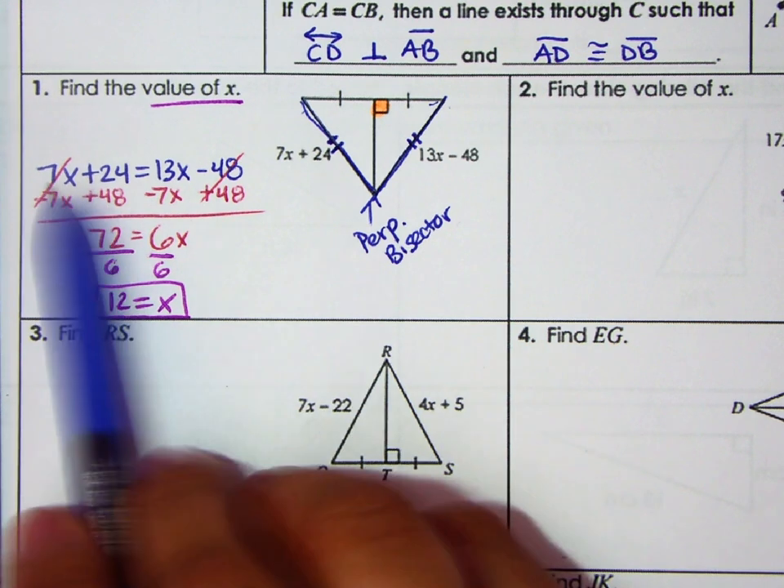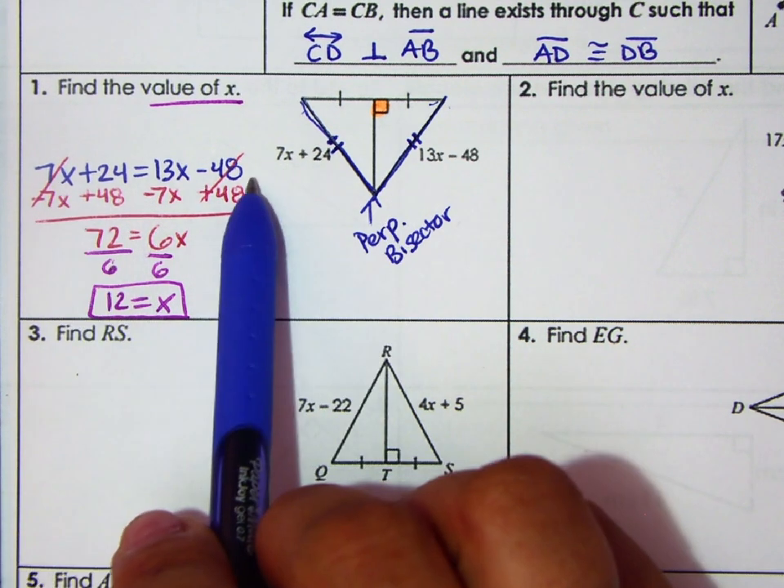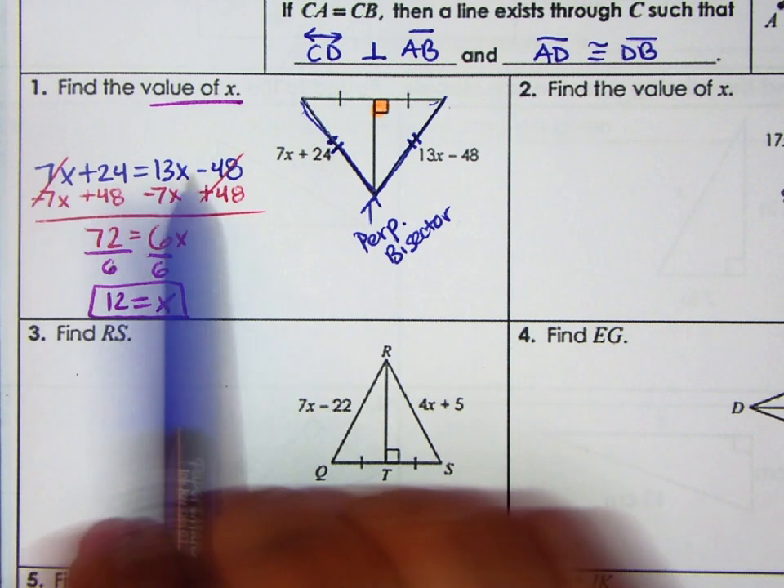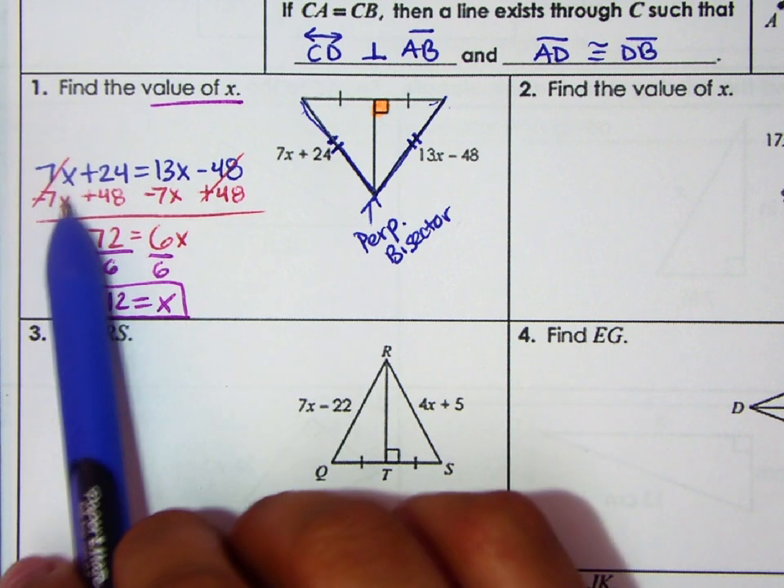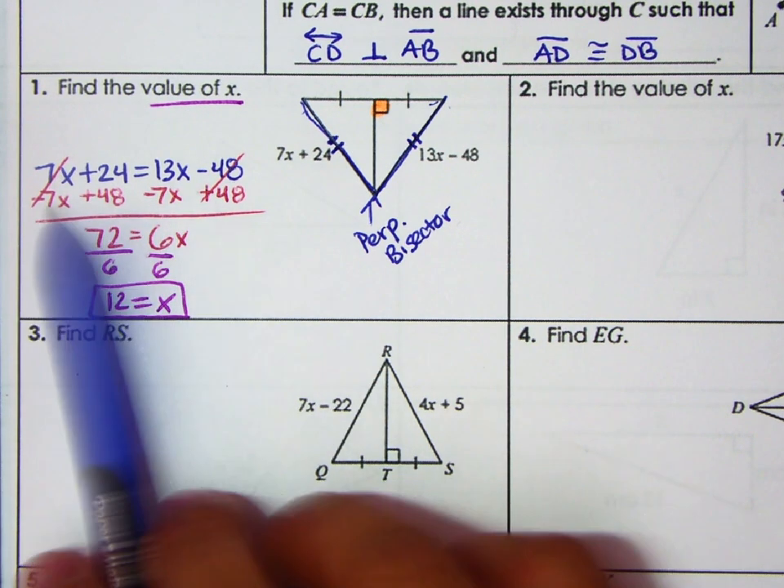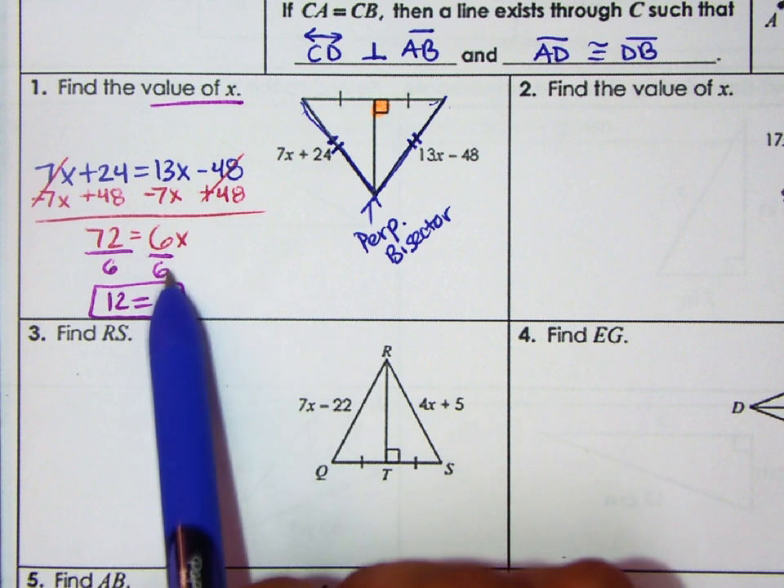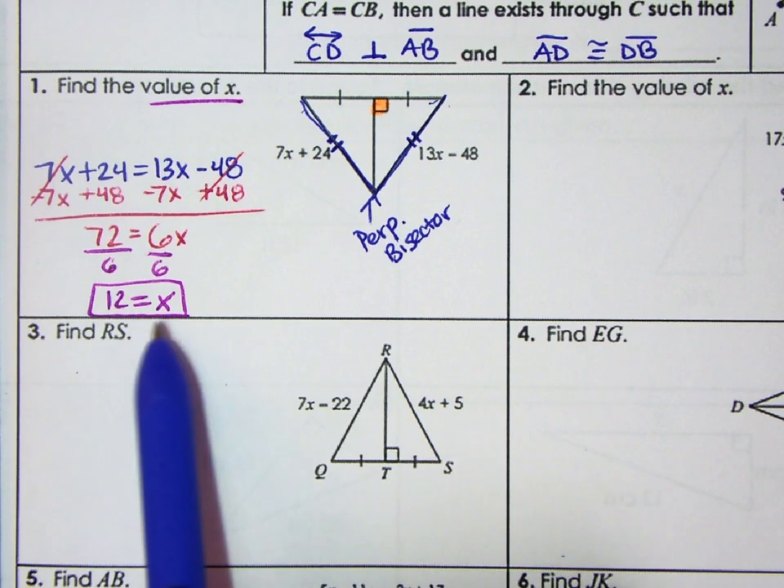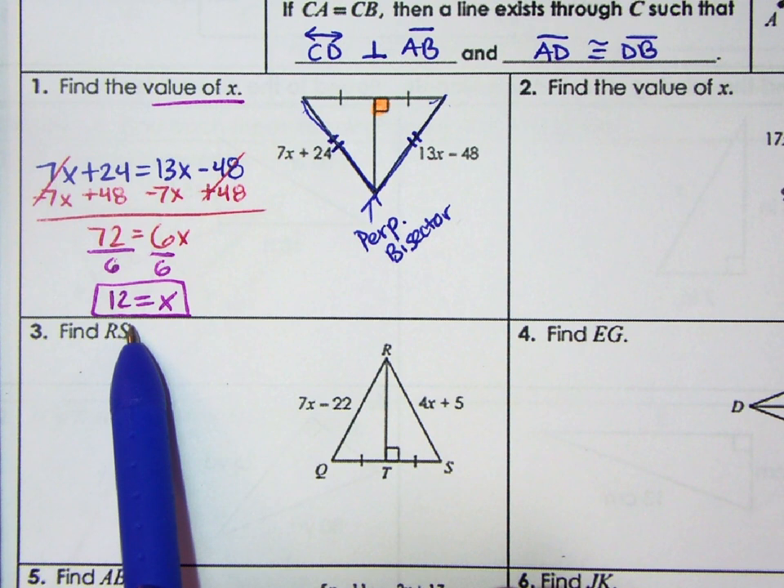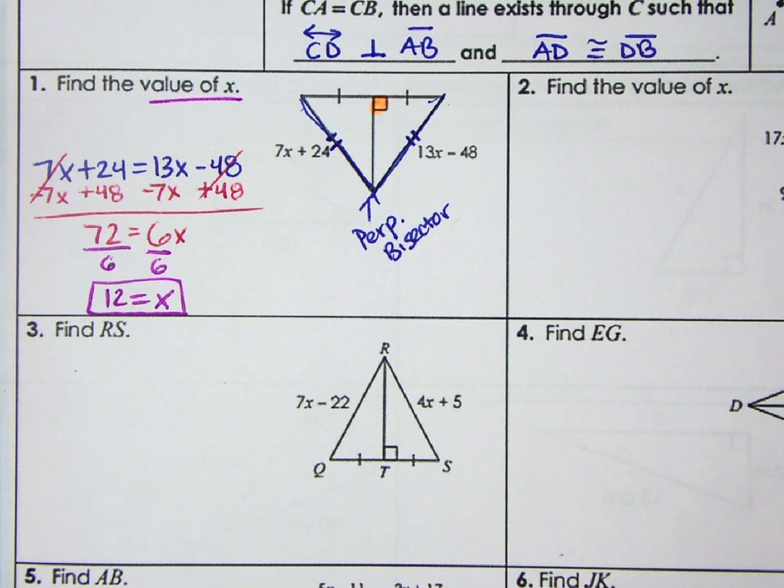Therefore, we write the equation of these 2 expressions equaling each other, and then we do the math to solve for x. We move the x's to one side, numbers to the other by adding and subtracting, and then we isolate the variable by dividing by the coefficient, and you get the answer. So let's try number 2.